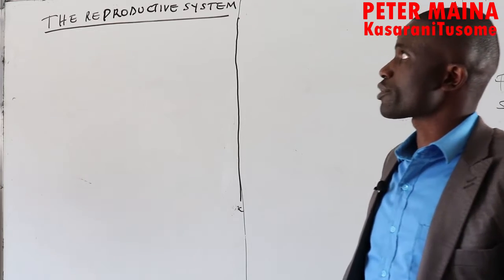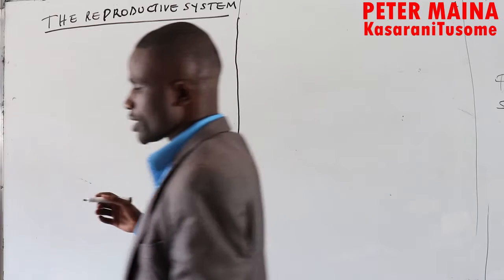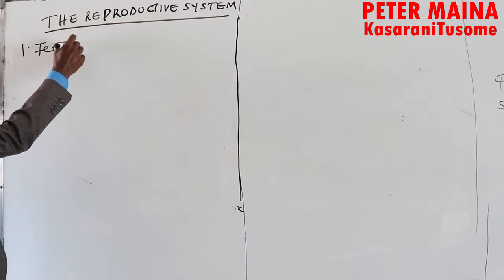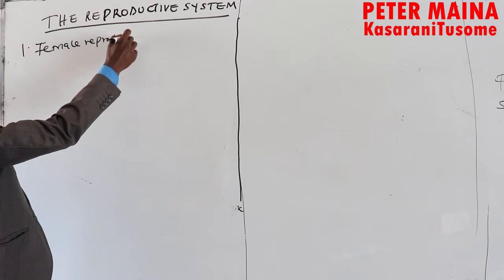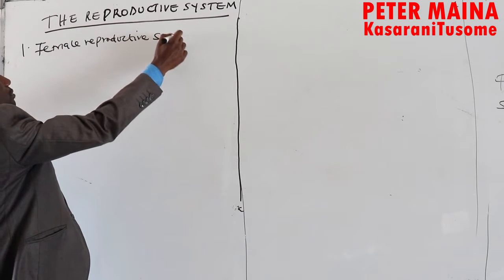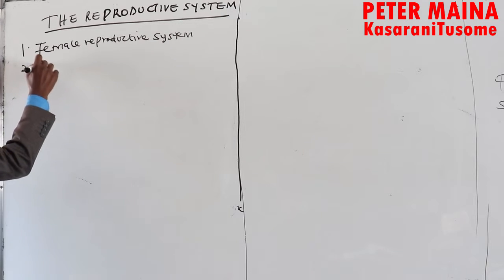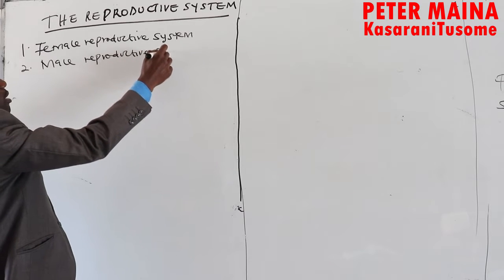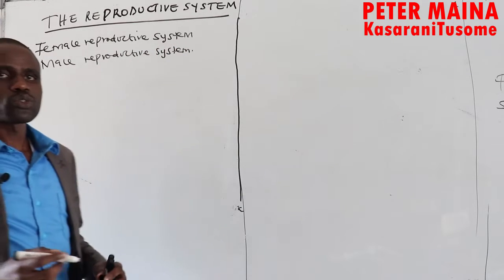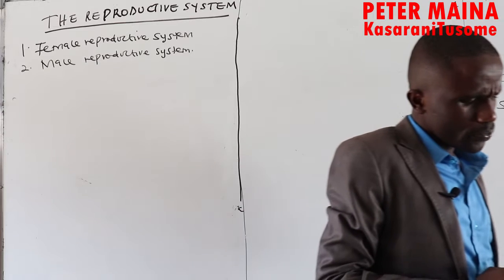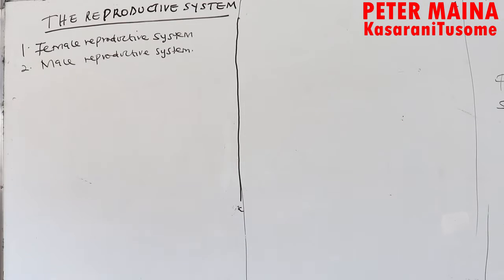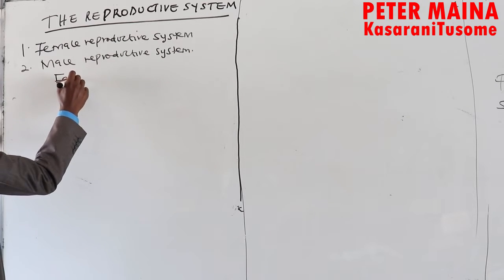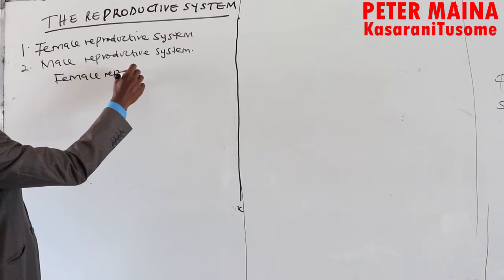So we are looking at the reproductive system. When we talk about the reproductive system, we are going to discuss the female reproductive system and the male reproductive system. We are going to discuss both of them, and we are going to start with the female reproductive system.